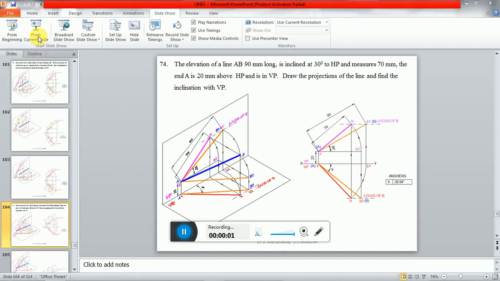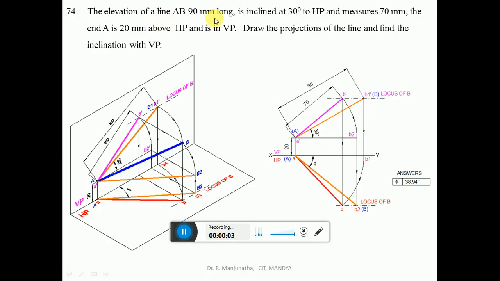The elevation of a line AB 90 mm long is inclined at 30 degrees to HP and measures 70 mm. The NDA is 20 mm above HP and is in VP. Draw the projections of the line and define the inclination with VP. So this is the problem.